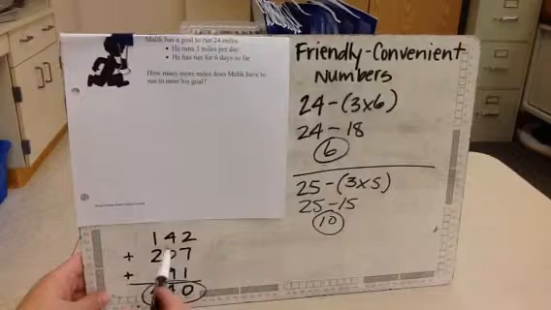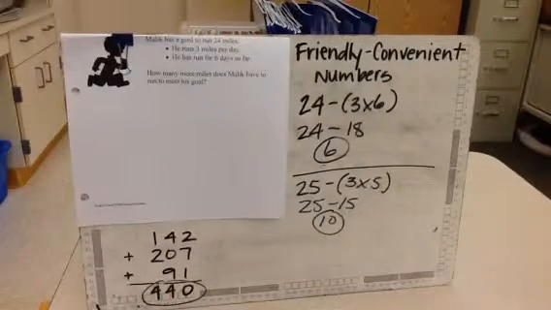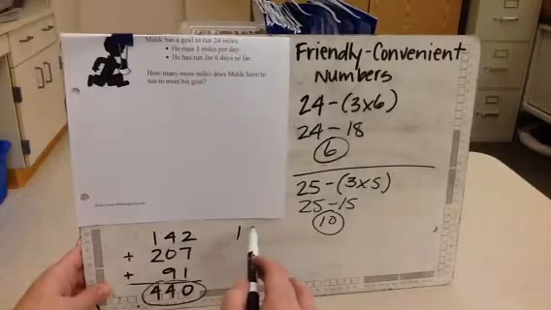So here I have 142. I could find 140 as the most friendly, convenient number, or I could do 150. I would say if we were at the grocery store or somewhere, we would probably in our lives say, oh, it's about 150. So here I have 150.